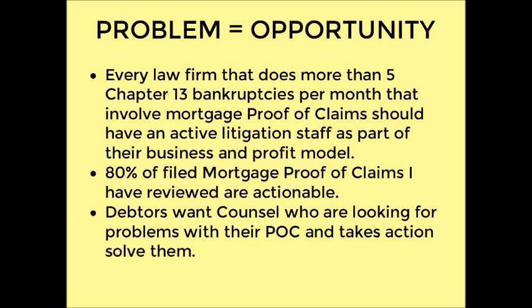My review of proofs of claim for others is that 80% of them are actionable. So if it's a mortgage proof of claim, I don't care how big the lender is, how small the lender is, 80% of the ones I review, I see some sort of deficiency that allows an objection to be filed in an adversary proceeding to be litigated. And again, I see this as a situation where debtors want counsel who are looking for these problems and who are going to take actions to solve them.